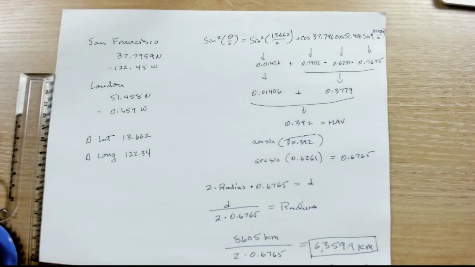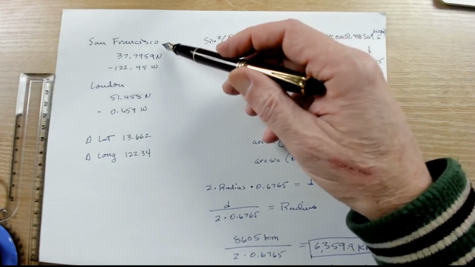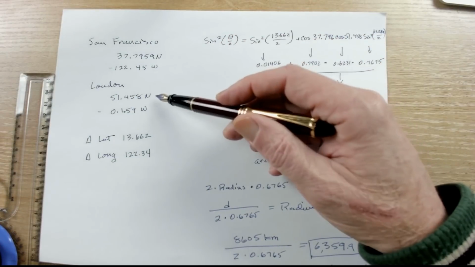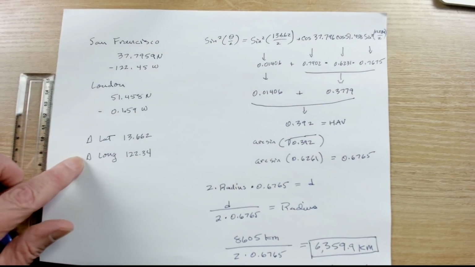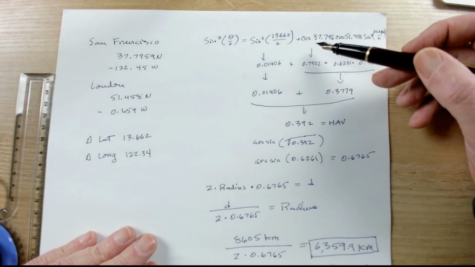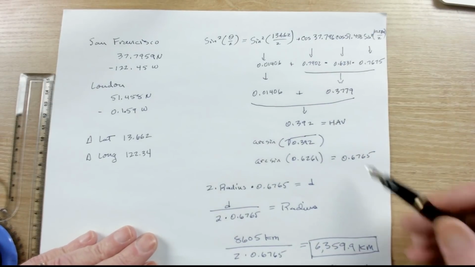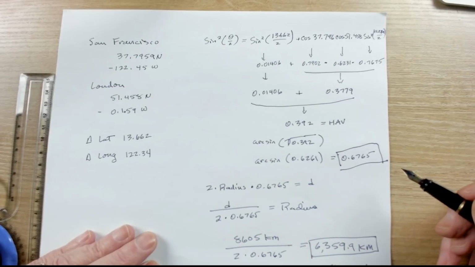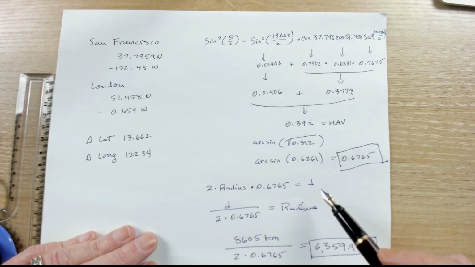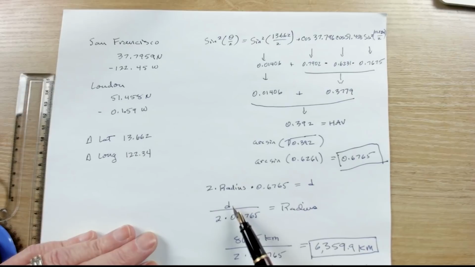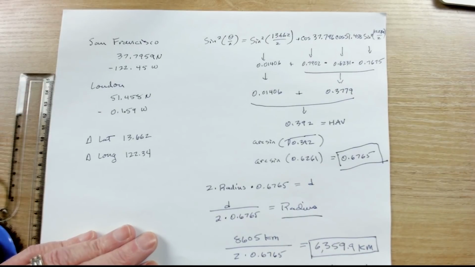So just to finish things up, let's go ahead and use Brian's great circle between San Francisco, and here's the latitude and longitude, and London. Again, here's the latitude and longitude. We've got our delta lat and our delta lon here. We've done the Haversine formula, and we came up with a Haversine of 0.6765 radians. Now, 2 times the radius times 0.6765 would equal the distance between London and San Francisco. We can rearrange this a little bit to take the distance between London and San Francisco divided by 2 times 0.6765, and that will give us the radius of the Earth.